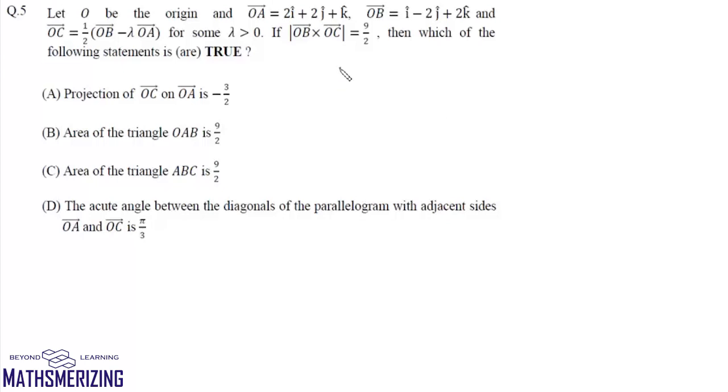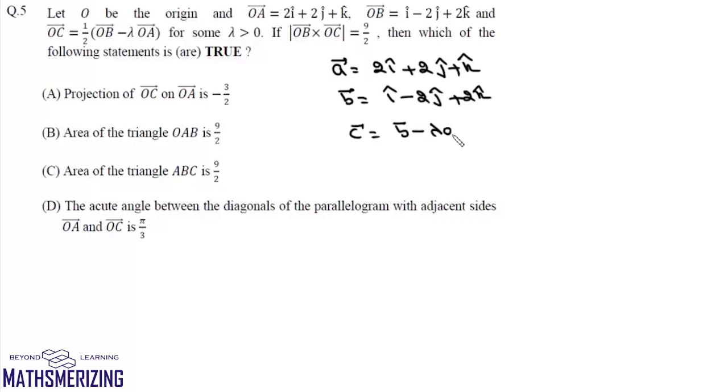Now here in the question, we are given this vector A, which is 2i plus 2j plus k, and we are also given B, which is i minus 2j plus 2k, and this vector C is B minus lambda A divided by 2. Now it says for some positive lambda, if OB cross OC, its magnitude is 9 by 2.